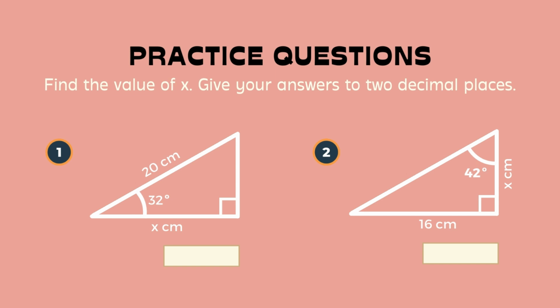We have some more questions here to practice. The first triangle has an angle of 32 degrees. We have a second one that has an angle of 42 degrees. We know one of the sides is 16 centimeters and the other side is x centimeters. So we try and solve for this. How do we go about it?